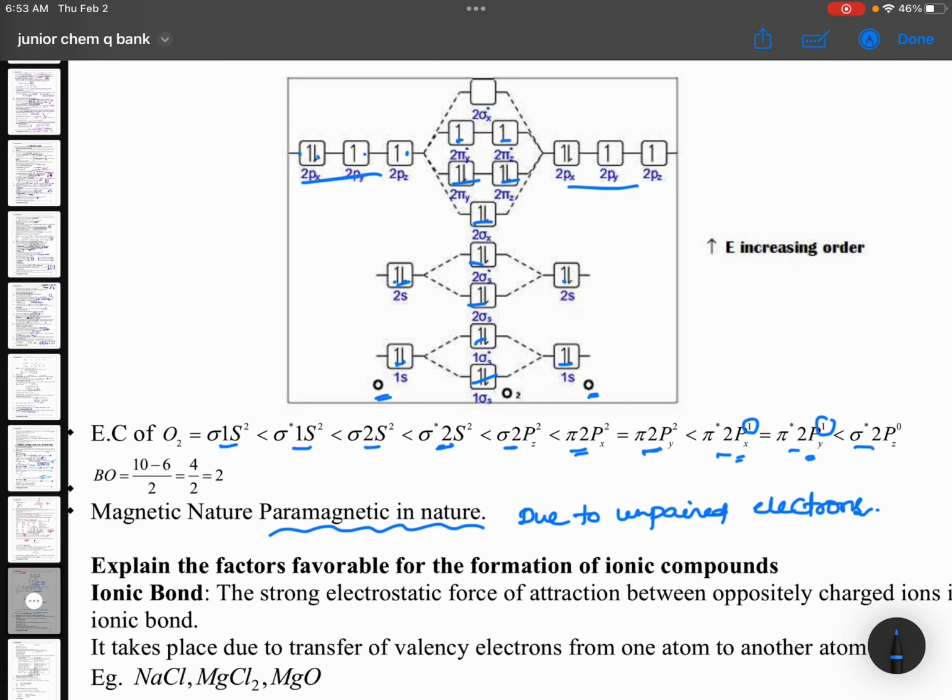And bond order: number of bonding electrons 10, anti-bonding electrons 6, by 2, that is 2. These are all bonding, and these two are antibonding.